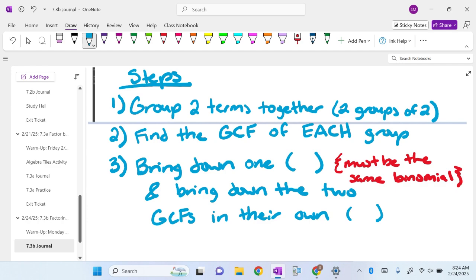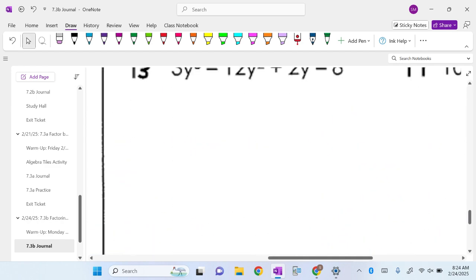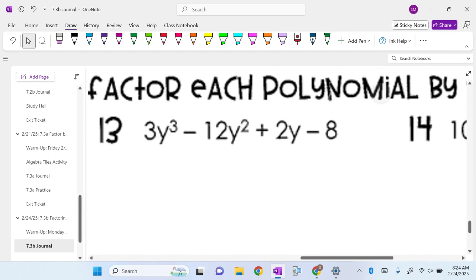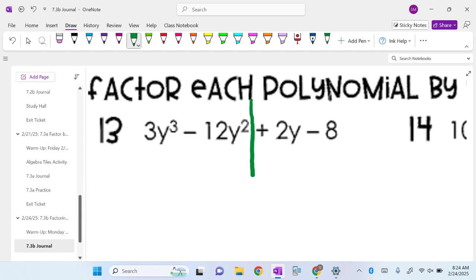All right. So now let's try some examples. So look at number 13. Again, like I said, grouping is typically done with 4-term polynomials. What I like to do when I group is that the first 2 terms I group together and the second 2 terms I group together. So I'm just going to draw a big line between the second and third term.